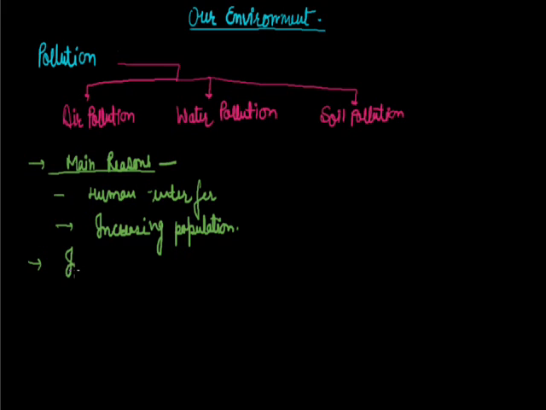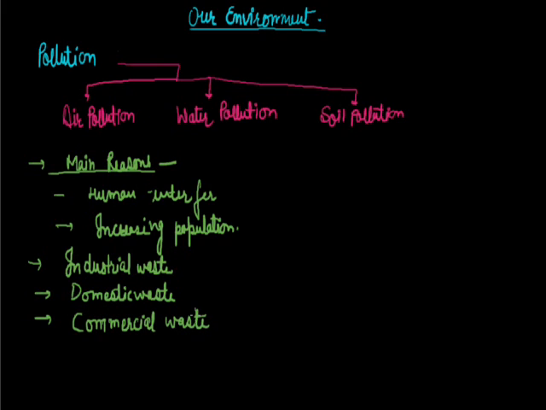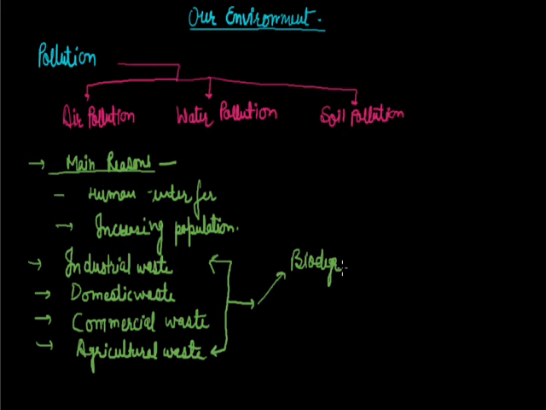These are industrial waste. Next, domestic waste. Next one is commercial waste, agricultural waste. All of this waste can be categorized into two categories on the basis of its degrading property. They may be biodegradable and non-biodegradable.